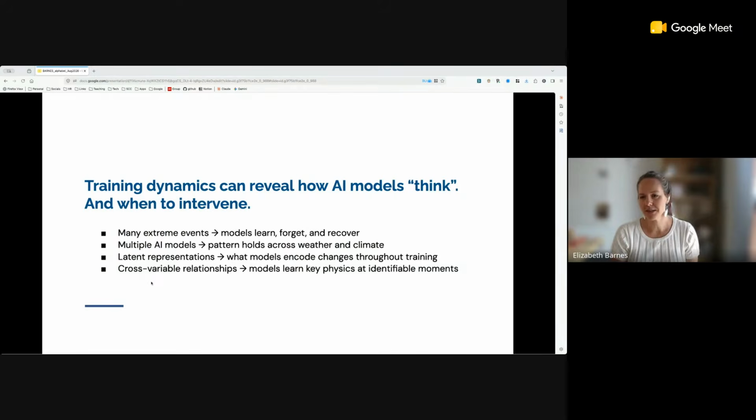So again, training dynamics, I think, can start to reveal how AI models think. You've watched, just in this talk, my progression to post-hoc XAI. I also have quite a bit of work on building interpretable models from the ground up. And now I'm starting to think watching the learning process might actually be yet another way that we can get at why the model is doing what it's doing. This is something we're seeing across multiple models, and it's happening within the latent representations, and it's helping us identify cross-variable relationships and see when the models are learning physics.